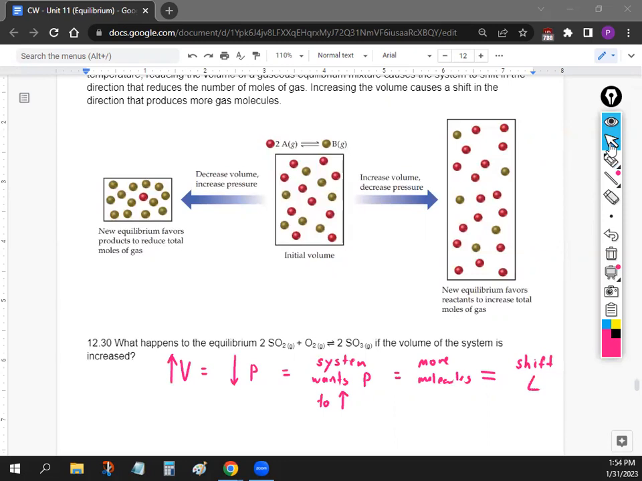Finally got that. I need to change up my example so I can get that earlier. Okay, so yeah, it's going to shift to the left. You make the container bigger, the pressure's going to drop suddenly. The system's like, oh my gosh, no pressure. So it's going to increase the pressure by making more molecules.